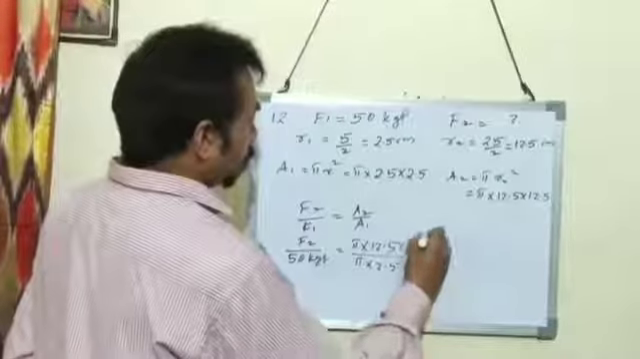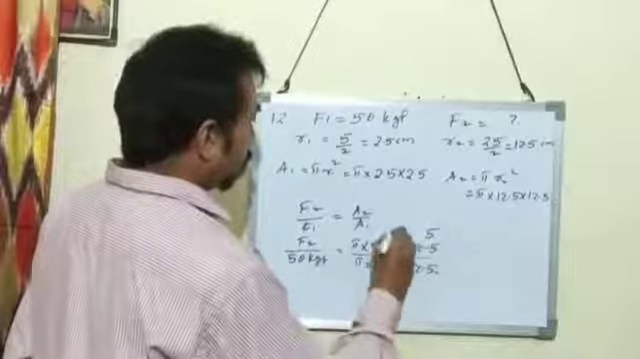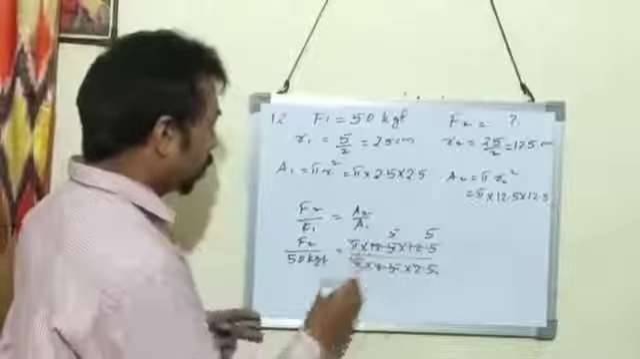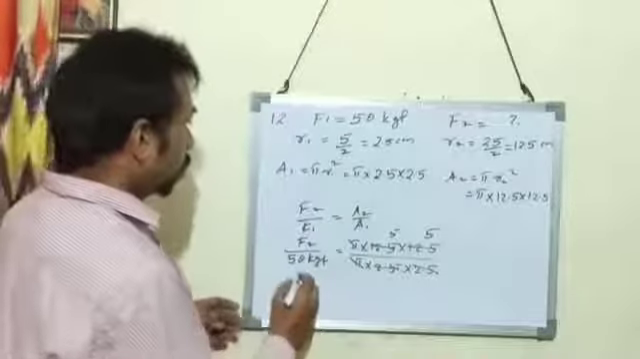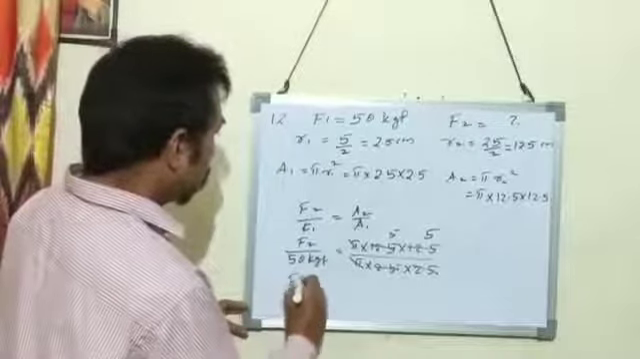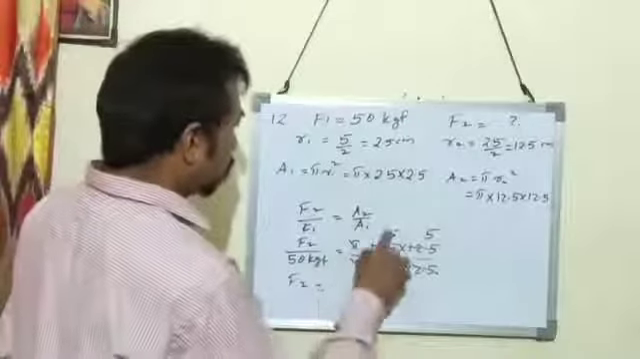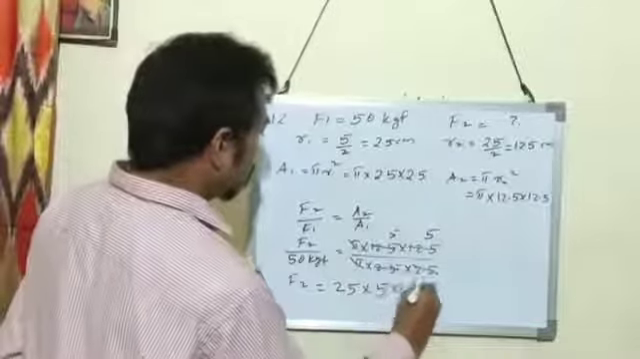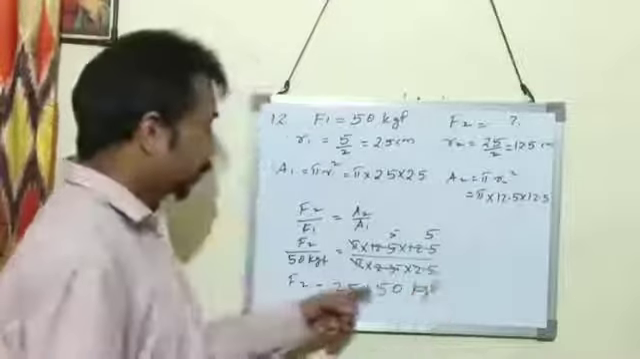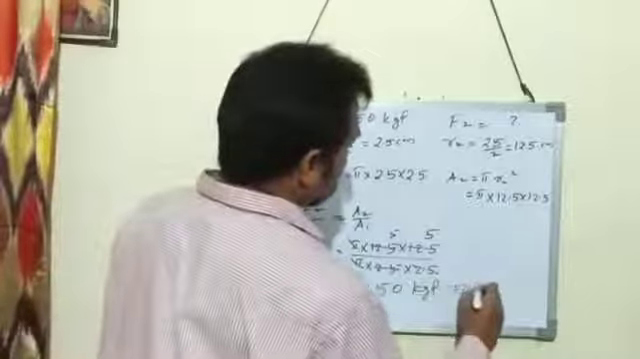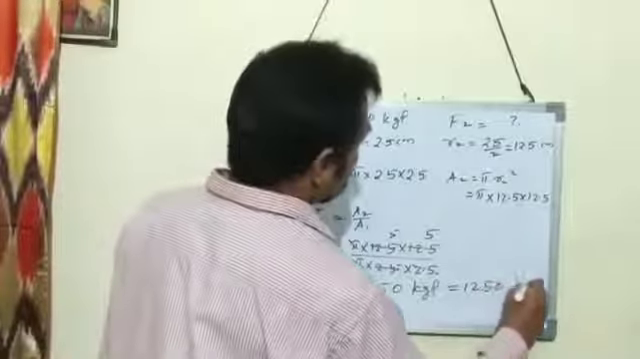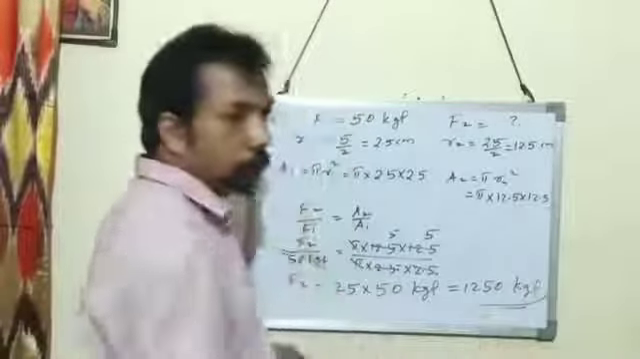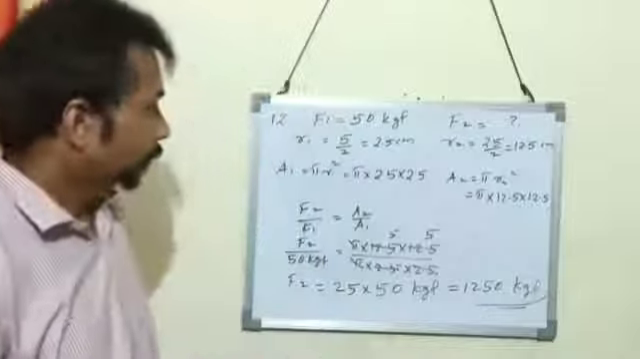2.5 into 5 is 12.5, and pi is cut. So we get F2 is equal to 5 into 5, 25 into 50 kgf. 25 into 5, 125. 1250 kgf. So this is the answer.